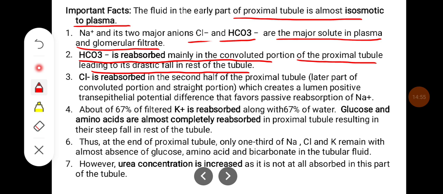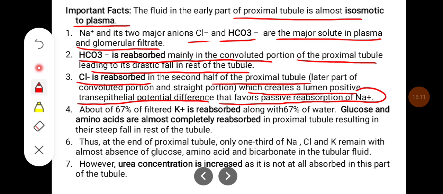of the tubule. Chloride is reabsorbed in the second half of the proximal tubule, that is the later part of the convoluted portion and straight portion, which creates a lumen positive transepithelial potential difference that favors the passive reabsorption of the sodium. About 67% of the filtered potassium is reabsorbed along with 67% of water.